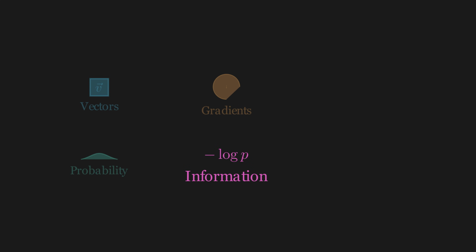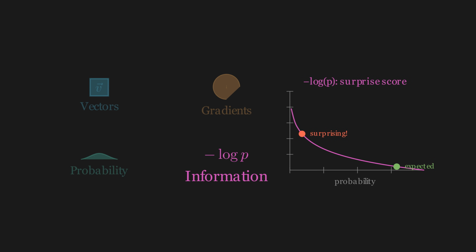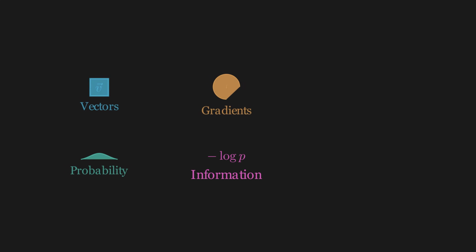And the fourth is information theory, the mathematics of prediction and surprise. This is the framework that measures how good the AI's predictions actually are. These 4 pillars, vectors, gradients, probability, and information, are all you need to understand the mathematical engine behind every language model on Earth. Let's explore each one.